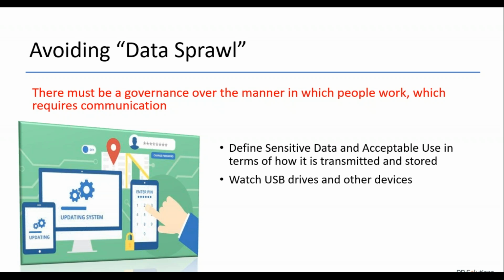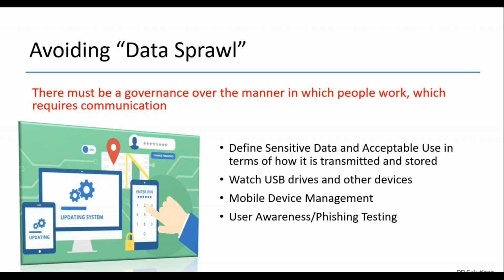We really need to watch USB drives and other devices. People really should know that company data should not go on personal USB drives. That has to be a communication and accountability thing on a management level. It's going to be really hard for us to control those things on personal devices. I mentioned mobile device management before, very critical.